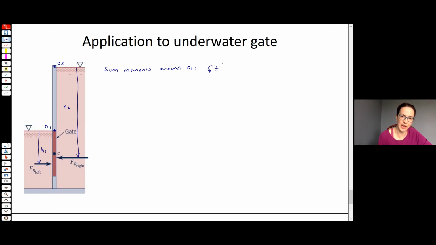And let's say that counterclockwise moment is positive. So we've got our resultant force on the left times the y location of that resultant force on the left must be, if there are no other forces acting on it and nothing's moving, equal to the resultant force on the right times the location where that resultant force acts on the right.